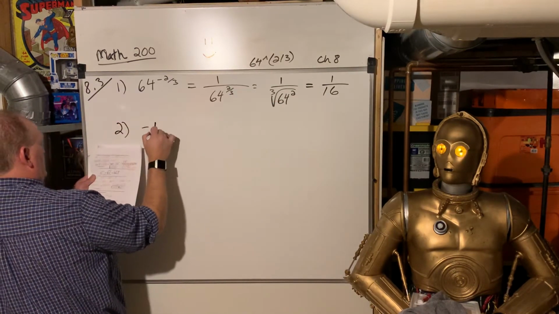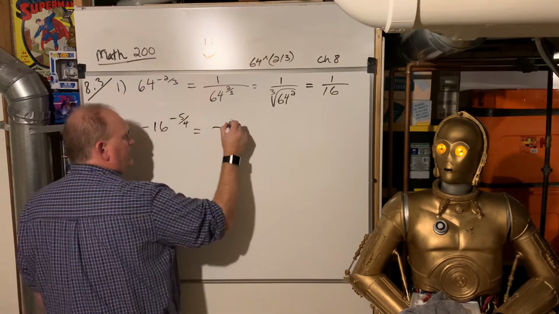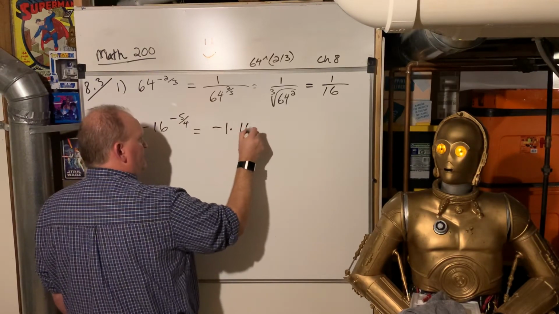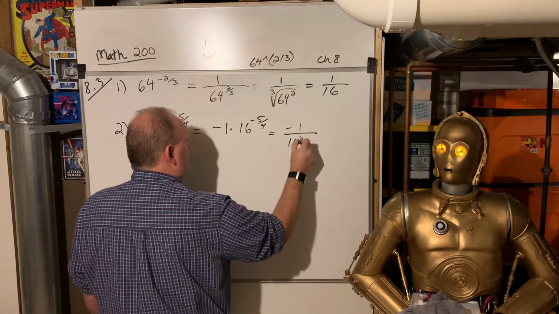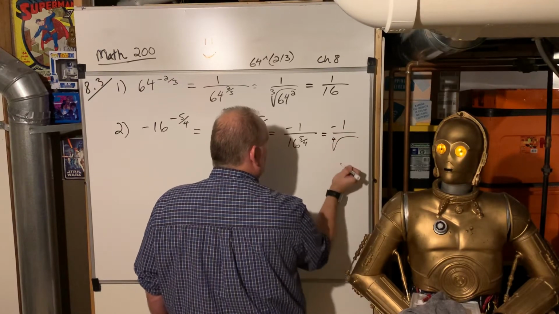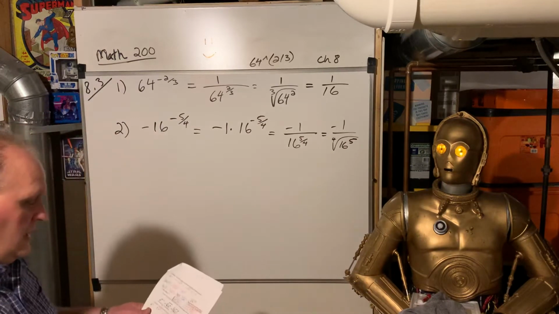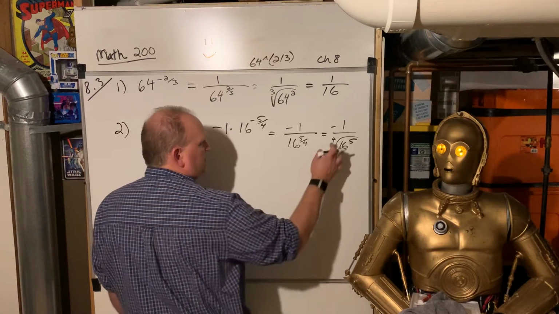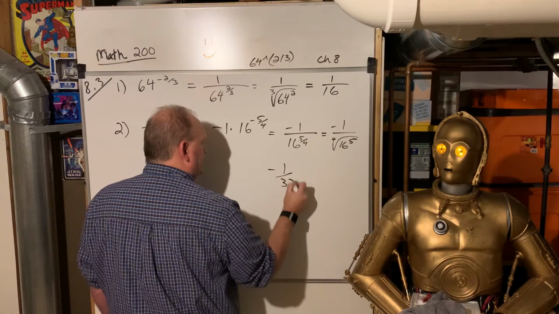All right? Negative 16, negative 5/4 power. So this is negative 1 times that. And so that is negative 1 over 16 to the 5/4. And again, negative 1 over the 4th root of 16 to the 5th power. And so what is that going to be? I think that's going to be, the 4th root of 16 is 2. 2 to the 5th power is 32. So negative 1/32.